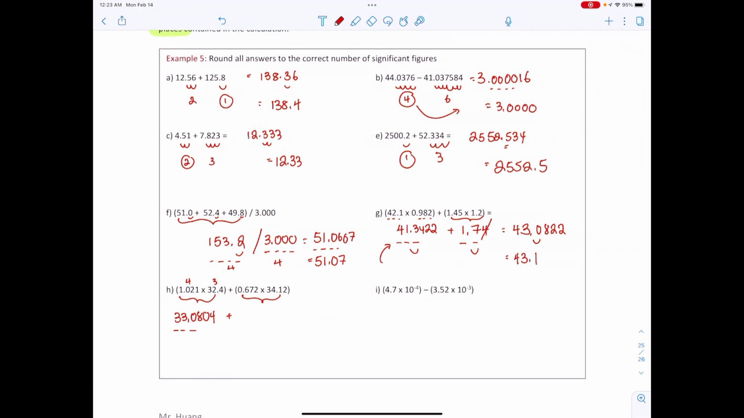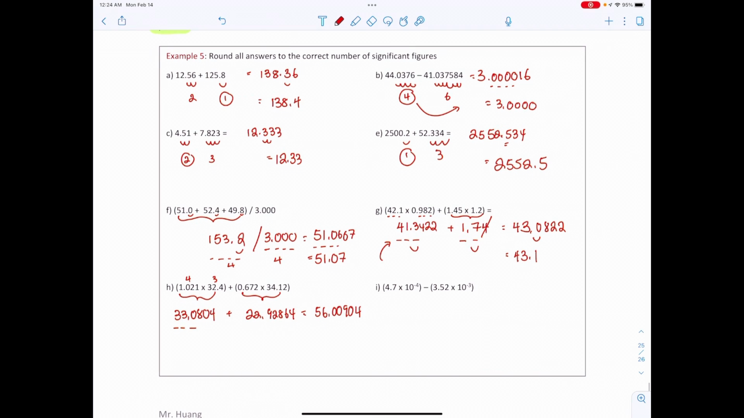0.672 times 34.12. This is 22.92864. Okay, and if I add that, I get 56.00904. Now the 0.672 times 34.12, this is 3 sig figs, 4 sig figs. So technically the number should end after the 9.